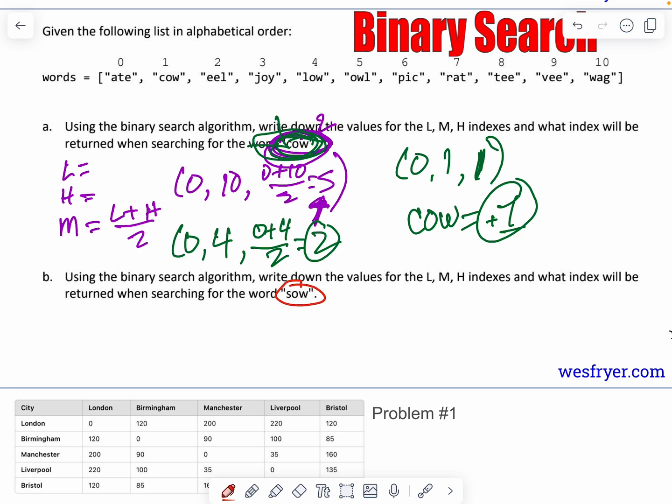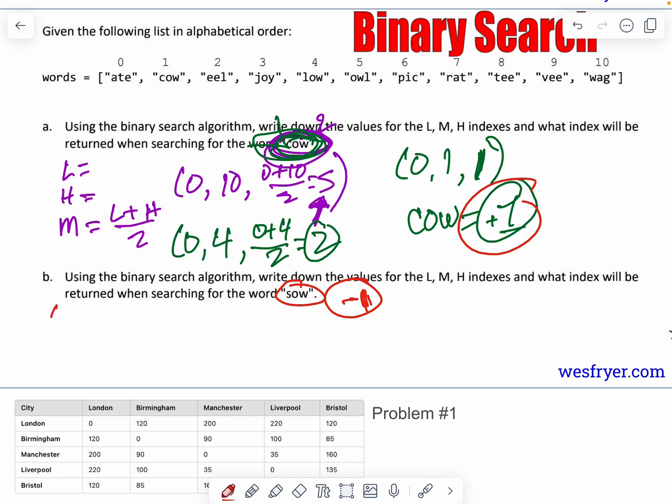Okay, you can just look at the list and see that sow is not in there. So the index that's going to be returned is going to be a -1. When the binary search algorithm does not find the term, it does not return a +1, as we did in this first one, it returns a -1. But I need to show you the algorithm and how this works.